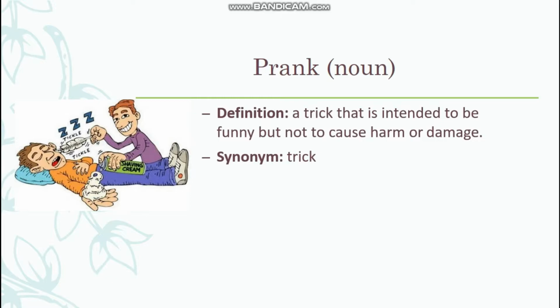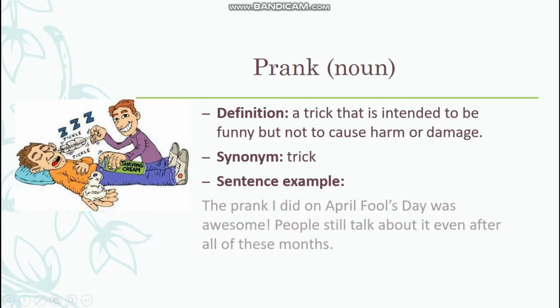Now, if I ask you, could you make any sentence example with the word prank? You can write your sentence example, and I got you one here, which is: the prank I did on April Fool's Day was awesome. People still talk about it even after all of these months. So you can see I used the word prank here. This is the vocab word used.